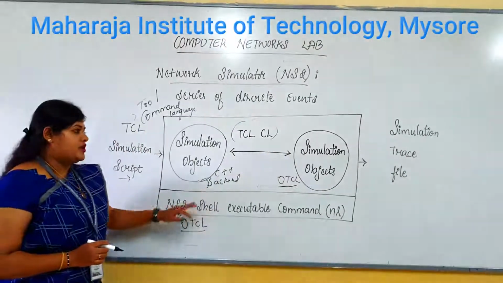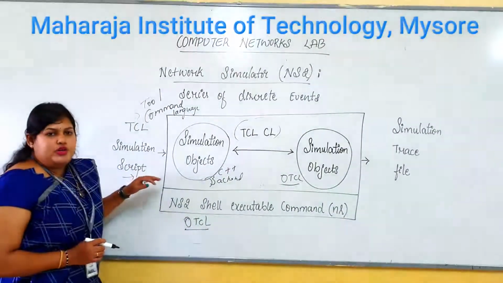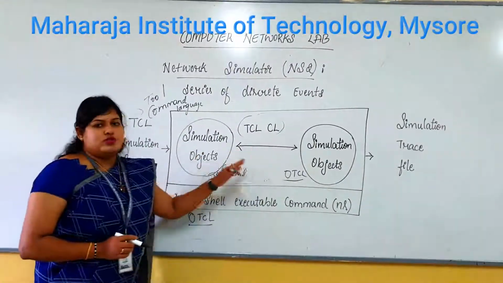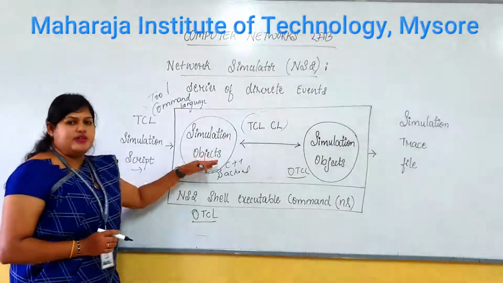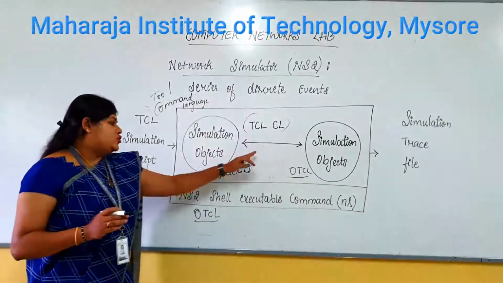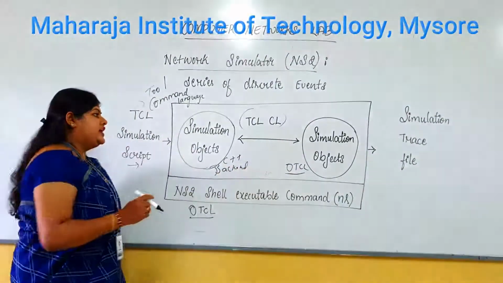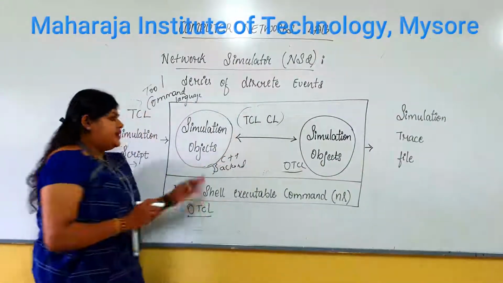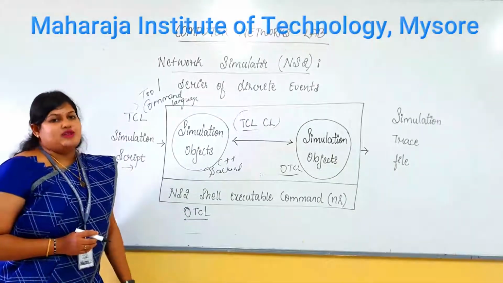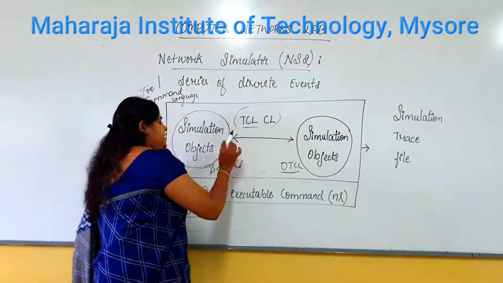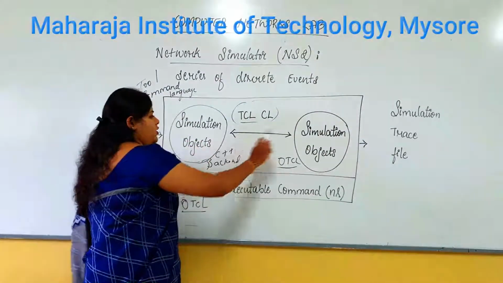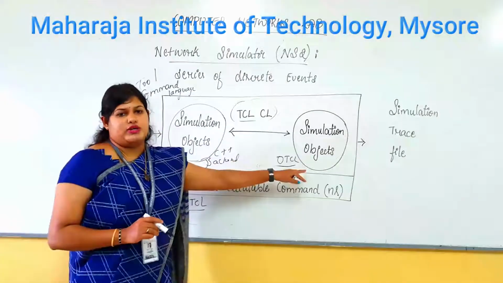So that's the concept we should analyze, where as I already said, we are going to deal with the TCL as the simulation script. But the thing is, we have two simulation objects. One is running in the back end and one is at the front end. So in order to connect the two, C++ and the OTCL, we need the interface or the intermediate, which is called the TCL, that is the tool command language class. So that will be acting as the intermediate, the linkage that connects the simulation objects with the C++ and OTCL.